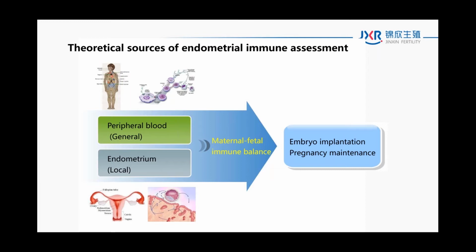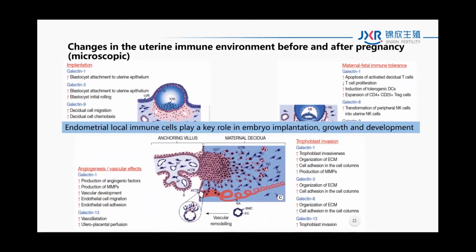Before and after pregnancy, the local immune cells of the endometrium show extraordinary differences between the implantation period and the non-implantation period. For example, NK cells increase to promote angiogenesis, and Treg cells remain at a certain level to maintain immune tolerance. Endometrial immune cells play important roles in implantation, fetal embryo tolerance, angiogenesis, and trophoblast effacing.